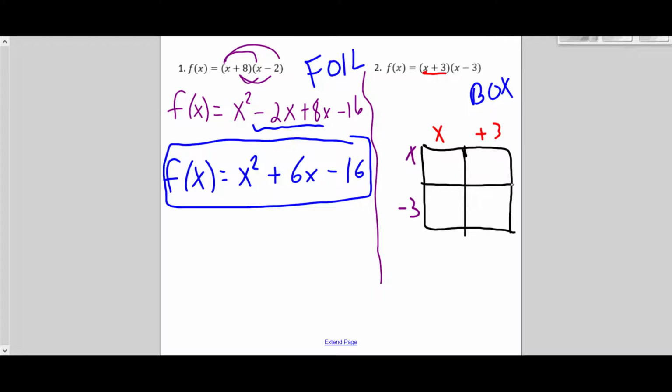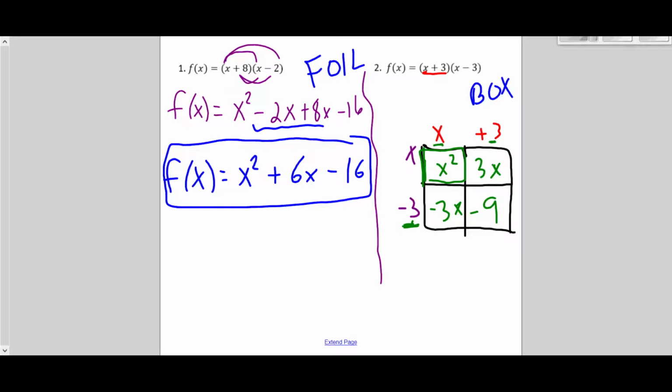Now I'm going to just multiply this out. So I'll do x times x. That will get me the area of this box basically. So x times x is x squared. Then I'll do 3 times x, which is 3x. And then I'll do x times negative 3, which is negative 3x. And then I'll do 3 times negative 3, which is negative 9. So these are just two different ways to organize your work when you do your multiplication.